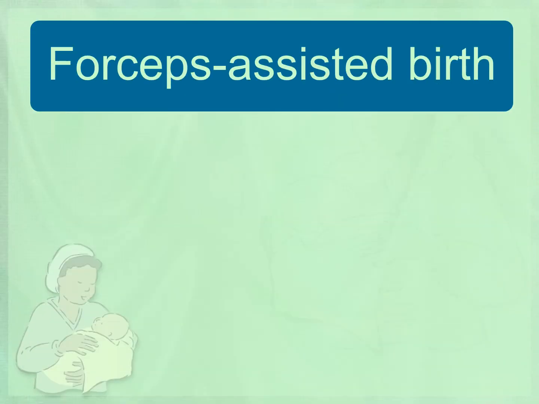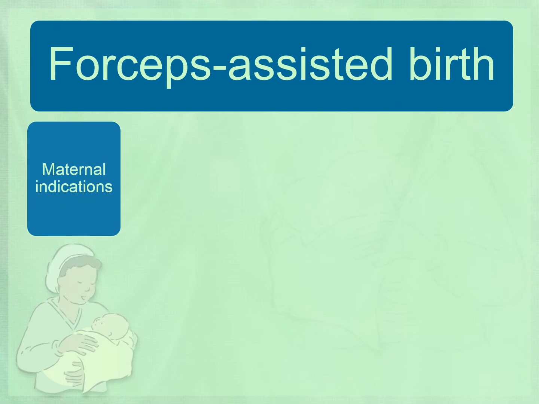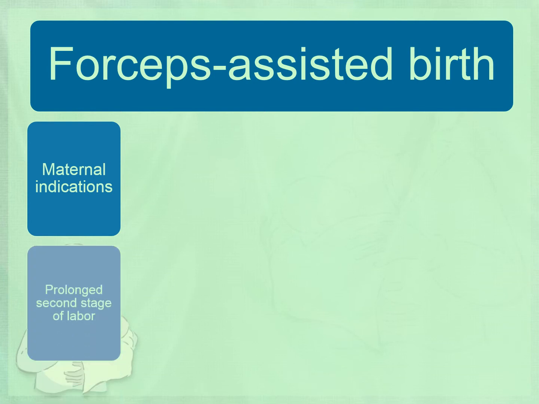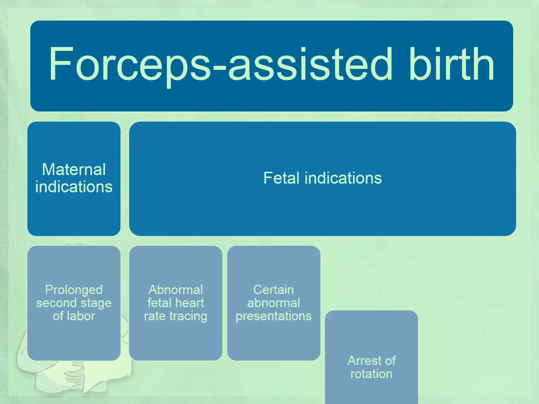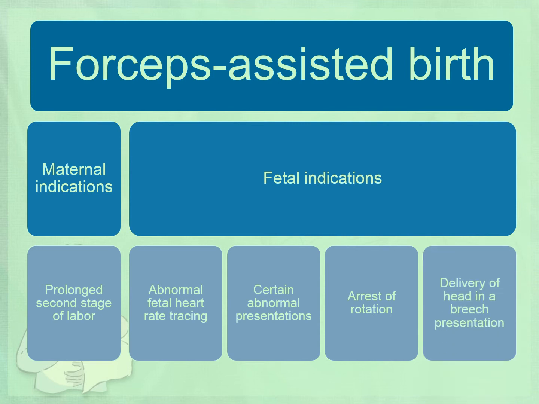Forceps-assisted birth. A birth that is assisted with an instrument with 2 curved blades. Maternal indications for a forceps-assisted birth include prolonged second stage of labor and the need to shorten the second stage of labor for maternal reasons, either maternal exhaustion or maternal cardiomyopathy and cerebral vascular disease. Fetal indications include an abnormal fetal heart rate tracing or certain abnormal presentation, arrest of rotation, and delivery of the head in a breech presentation.